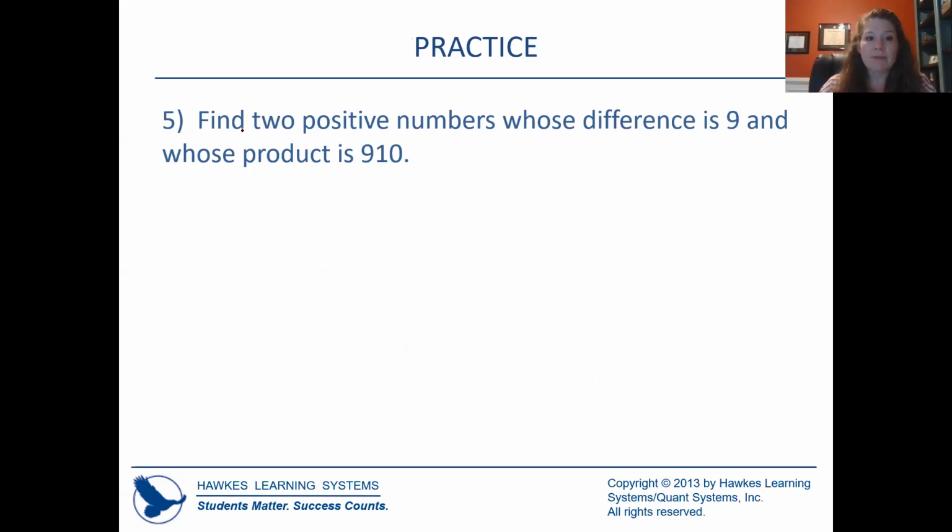All right, number 5, 2 positive numbers whose difference is 9. So any 2 variables, A minus B equals 9. Why am I subtracting? Because it tells us the difference. But then these 2 same numbers, their product means to multiply. A times B is 910. I have 2 equations. I want to solve one of them for A or B. To solve for A, I would add B to both sides. So that's going to be the simpler one to figure out.